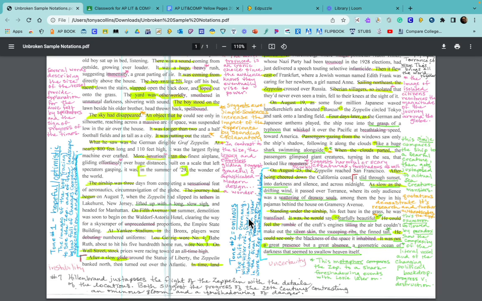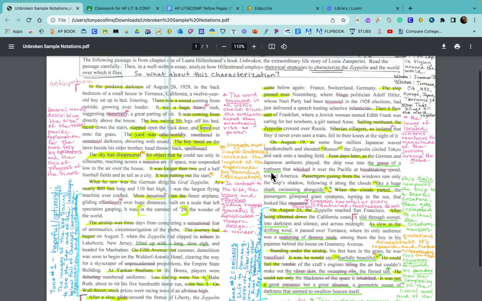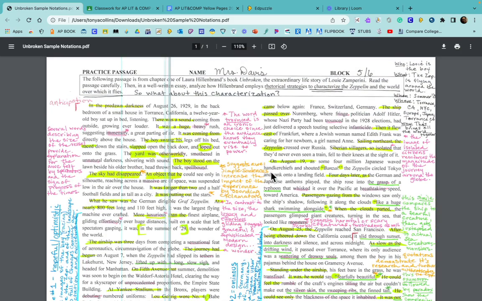Now, you do have a quiz on this in Ed Puzzle. And in Ed Puzzle, I'm going to ask you about specific examples within this sample notation. So I need you to make sure that you pay attention.